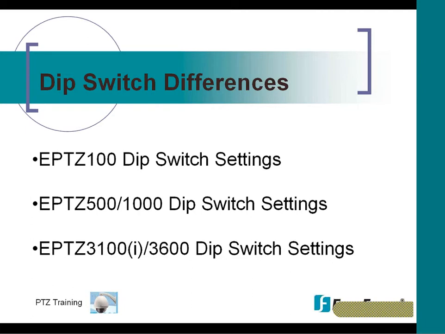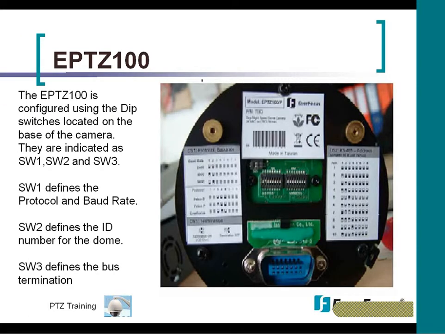couple on each particular model: the EPTZ 100, the 500, and the 1000, and then the 3100, 3100i, and 3600. The dip switches are all the same. They're just in different spots and located in different areas, so we're going to cover that so you have a better understanding. First, we'll go over the EPTZ 100.